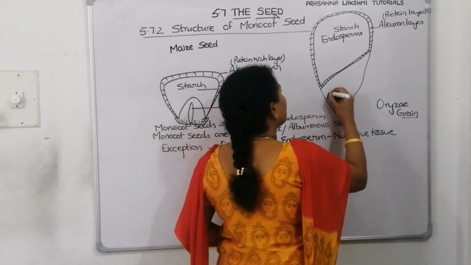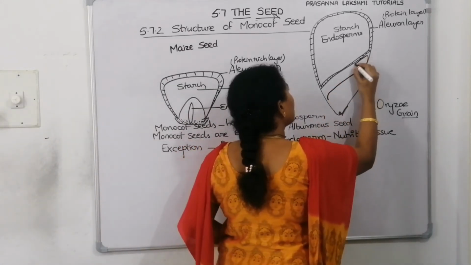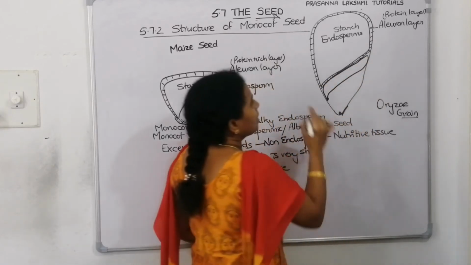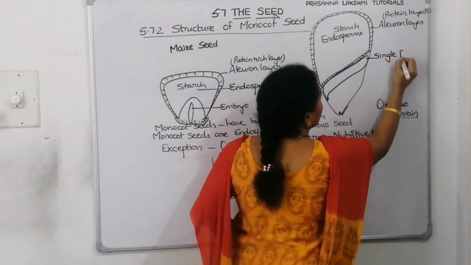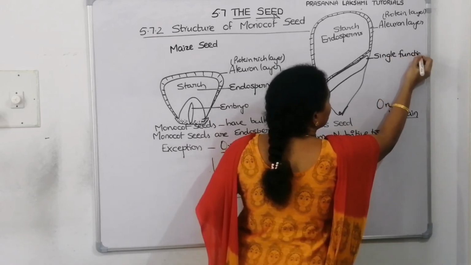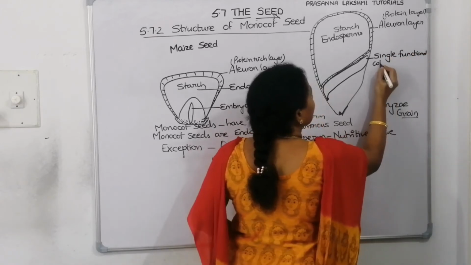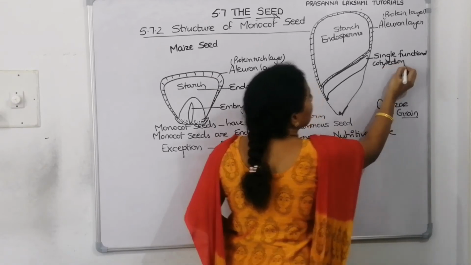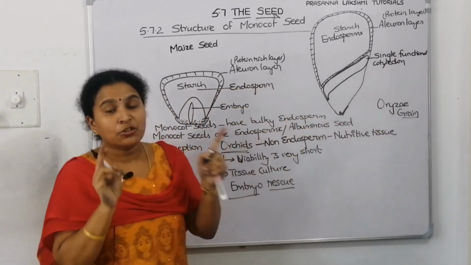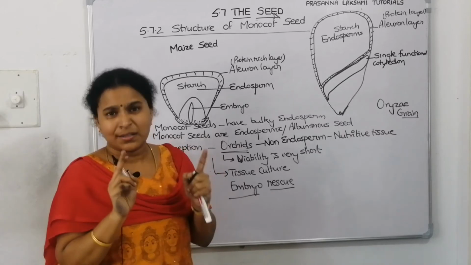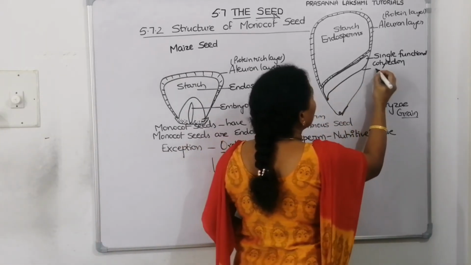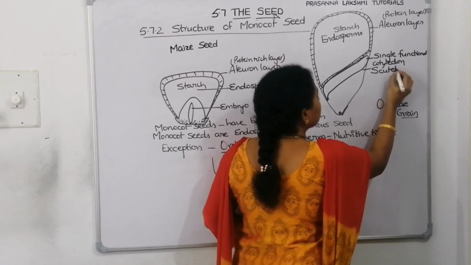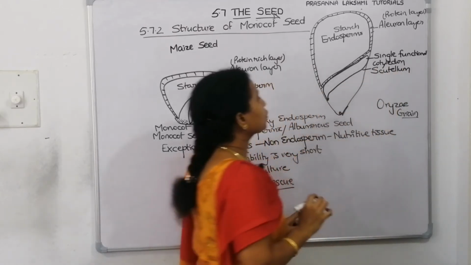The single cotyledon of monocot is shield shaped and it is here. What is this? This is the single functional cotyledon of monocot. What is it called as? It's called scutellum. The single functional cotyledon of monocot is called scutellum.